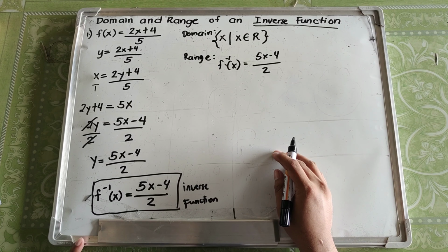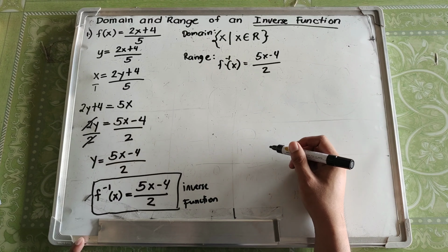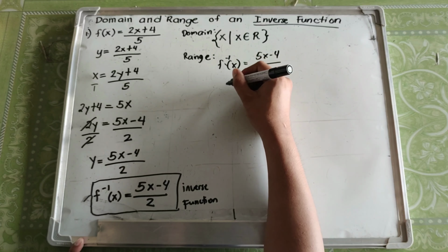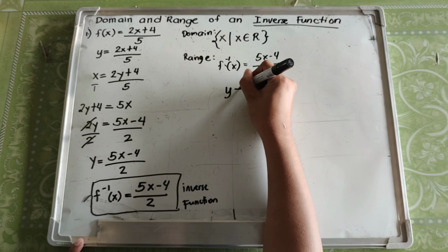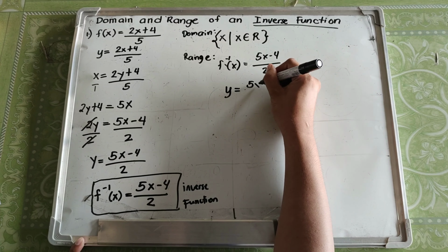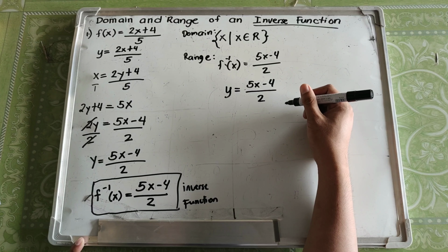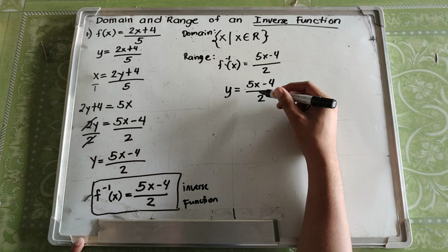Ano yung step in finding the range? Hanapin mo na rin yung equation ni range. So, change f of negative 1 of x to y. Palitan natin. So, y is equal to 5x minus 4 all over 2. That's the first step.